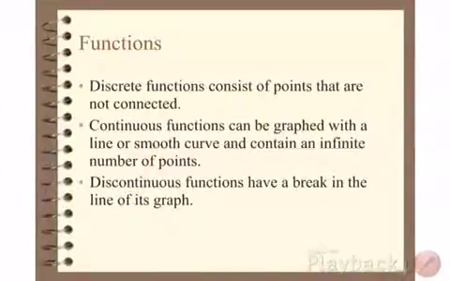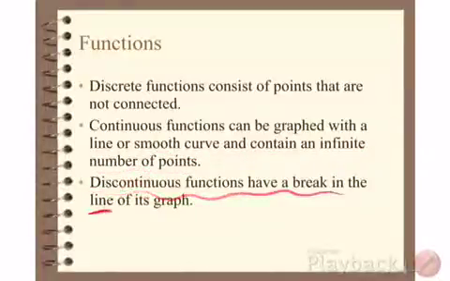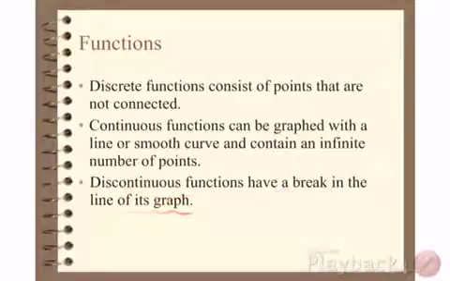So we have different types of functions. A discrete function consists of points that are not connected. So when you're using your natural numbers or your integers, you're counting numbers, so it's not including all the fractions and decimals. Continuous functions can be graphed with a line or smooth curve and contain an infinite number of points. And discontinuous functions have a break in the line of their graph. So if I was talking about maybe my rectangular hyperbola graph, they have an asymptote, so that's where it's discontinued.